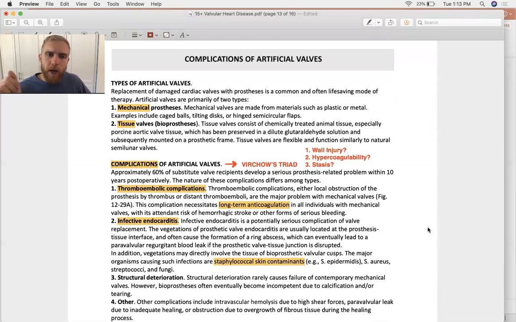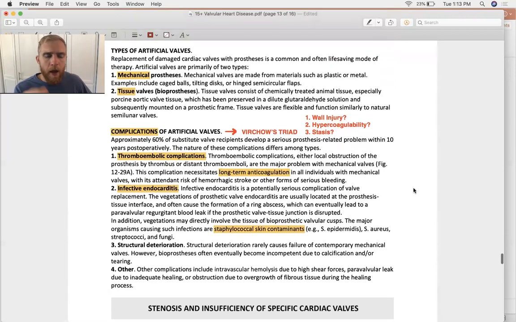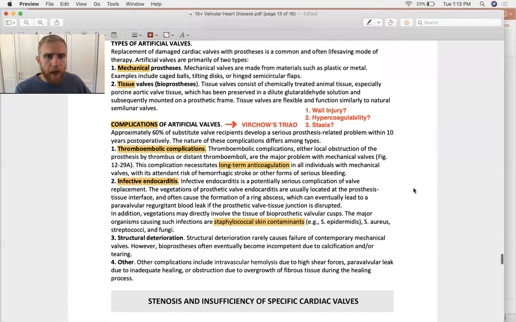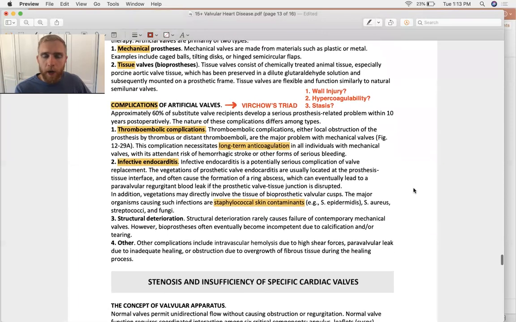So now we get into a section titled Complications of Artificial Valves. And you can have a mechanical fake valve, or you can have a bioprosthetic, right? Grown from graft of a different animal, typically. And the main complications of these artificial valves, no matter their type, is going to be clotting.